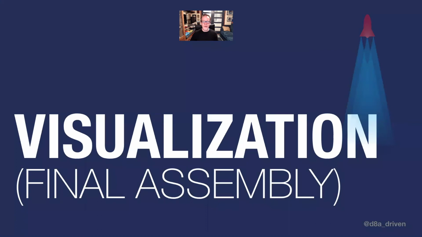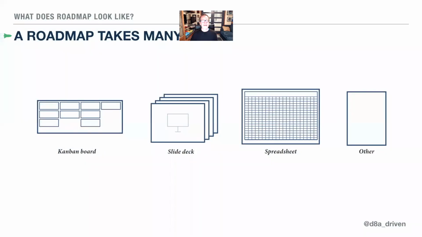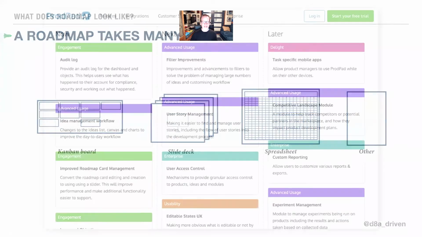Today, we're going to talk about visualization, that is, assembling all the pieces and parts and all the information that you've put together for your roadmap into something coherent that tells the story that you want to tell. Now, as I said, roadmaps can take many forms. It doesn't matter whether it's a Kanban board, a slide deck, a spreadsheet, or just a bunch of stickies. In fact, we're going to do it as a bunch of stickies in our masterclass.